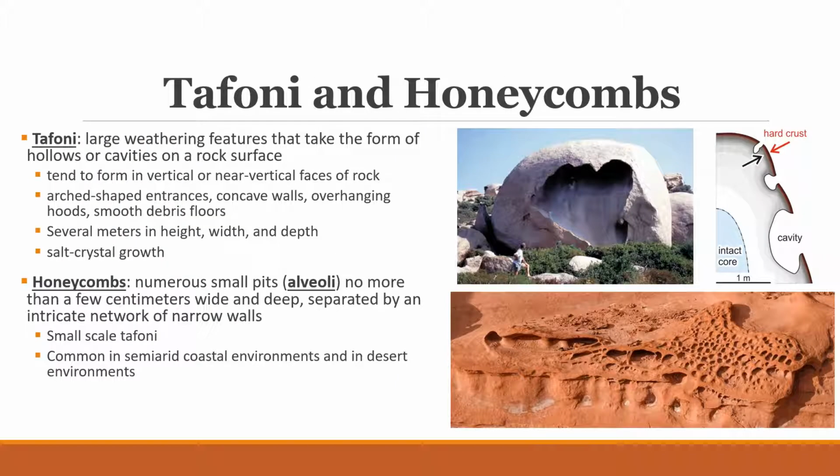Tuffoni and honeycombs, common in more arid environments. Tuffoni are large weathering features that take the form of hollows or cavities on a rock surface. So it's almost like a pothole, except it's occurring in vertically oriented rock faces. And with a tuffoni, if we look at this cross section over here, the shape of the cavity itself has these arch-shaped entrances, concave wall, overhanging hoods, and smooth debris floors.